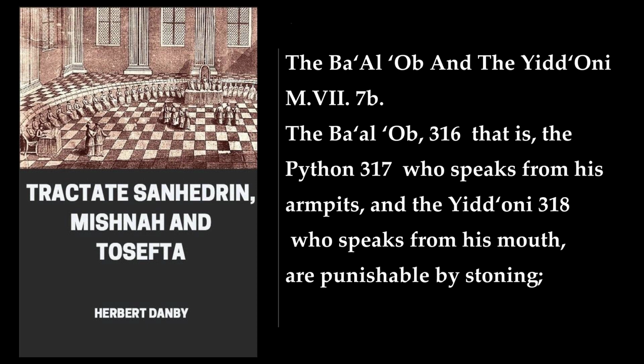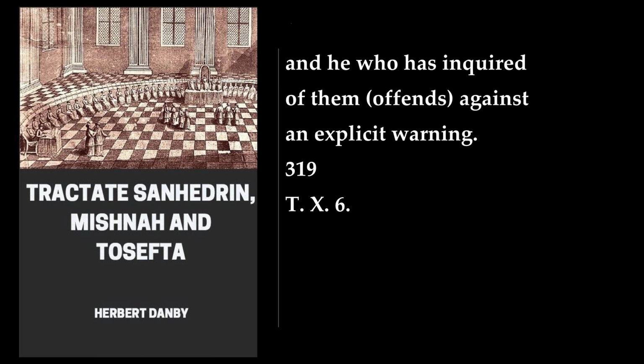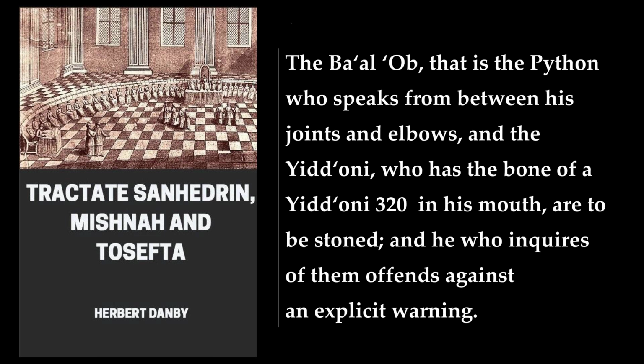10-11. The Baal, Ob and the Yidoni. M.7, 7b. The Baal, Ob, that is, the Python who speaks from his armpits, and the Yidoni who speaks from his mouth, are punishable by stoning. And he who has inquired of them offends against an explicit warning. Tx 6. The Baal, Ob, that is the Python who speaks from between his joints and elbows, and the Yidoni, who has the bone of a Yidoni in his mouth, are to be stoned, and he who inquires of them offends against an explicit warning.